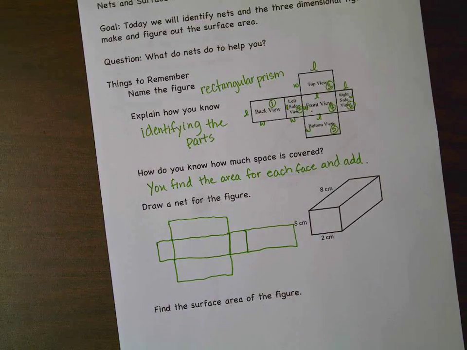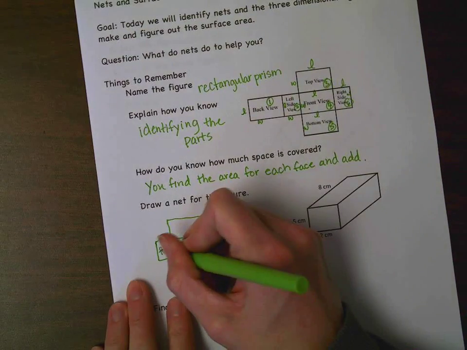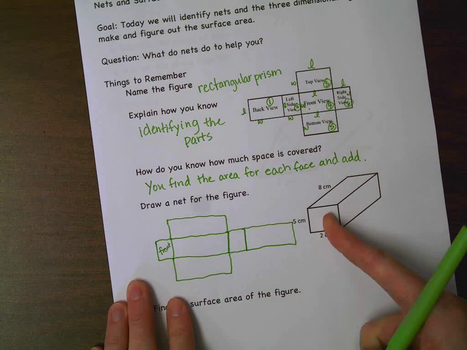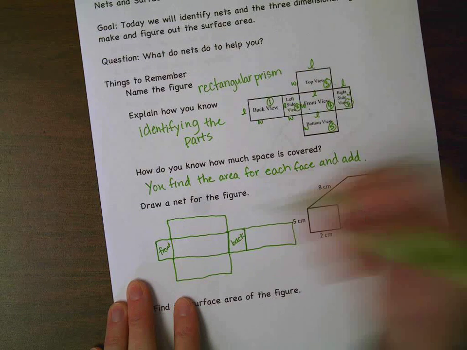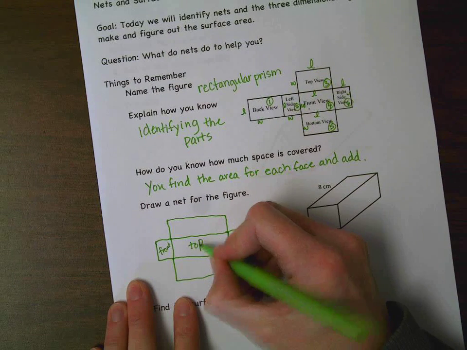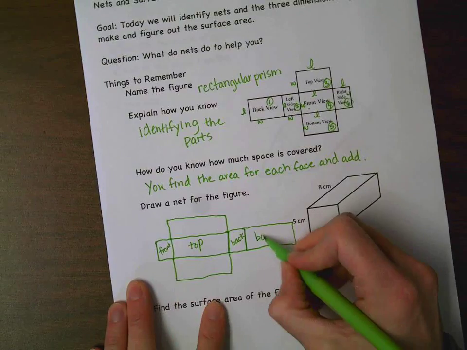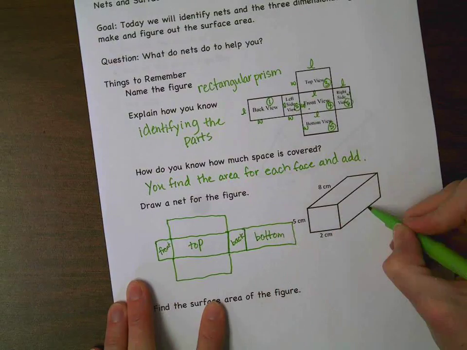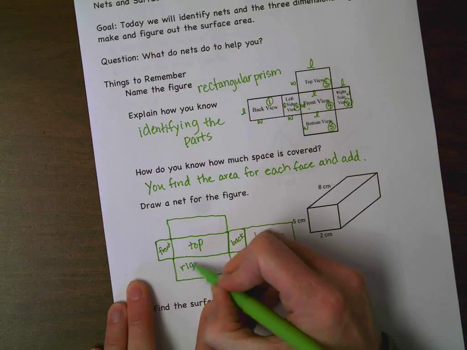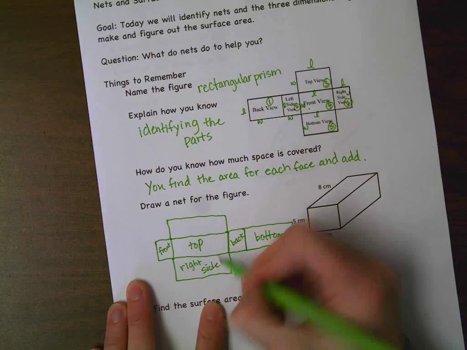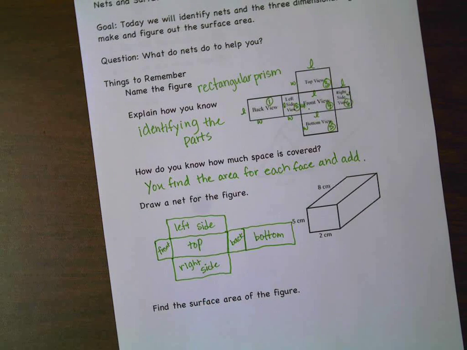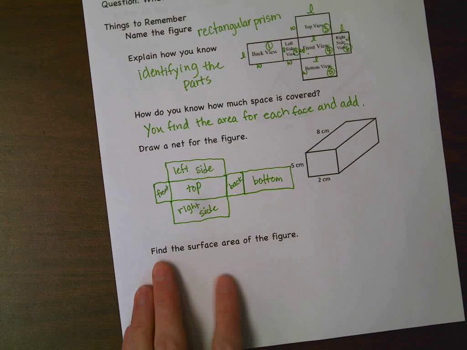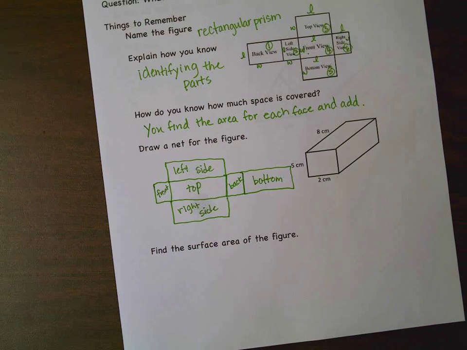Okay? Some things that I like to do to help me is I label it. So this would be the front, because it's right there. Behind it would be the back, so this is the back. This one is the top, so we're going to write top right here. So if this is the top, what does this one have to be? The bottom. Good job. This is the right side. And this one right here is the left side. Okay? And now you've identified all the faces of your net. Okay? So the last thing that it asks us to do is find the surface area of the figure.